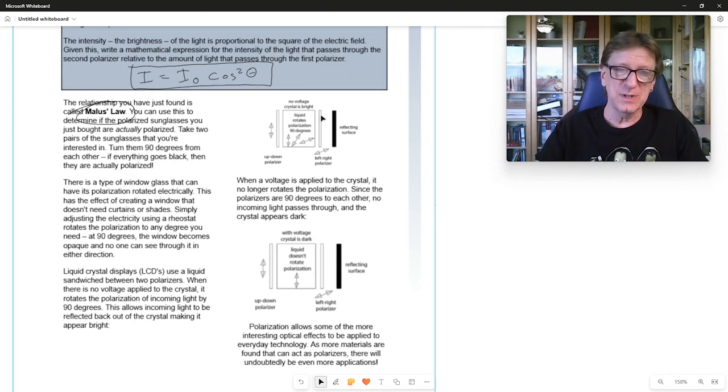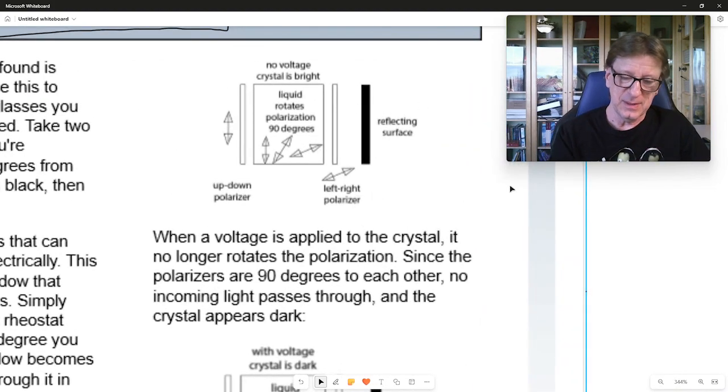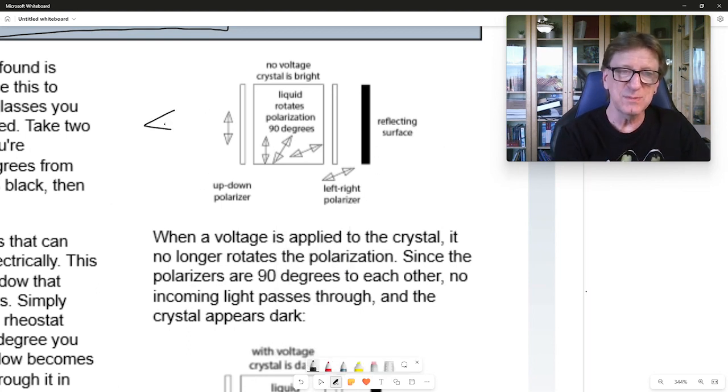And so I'm going to zoom in on the diagram that we have here. So we're looking at this from the side. So here's my eye, and I'm looking down on my calculator, for example. And this cell represents 1 pixel on it. So here I've got an up-down polarizer, and then some liquid, and a left-right polarizer here.